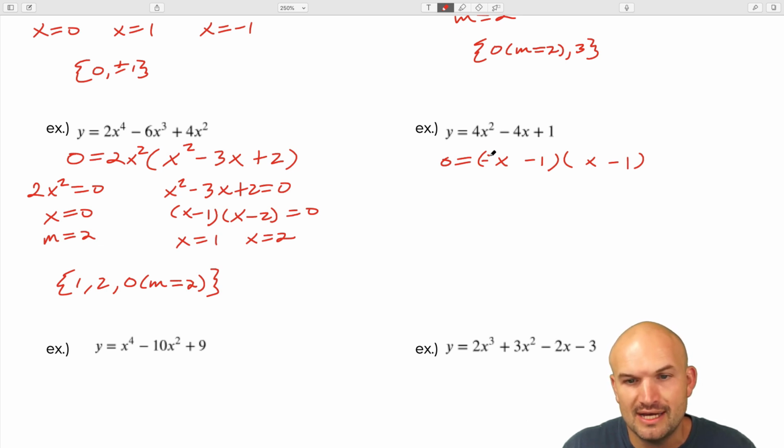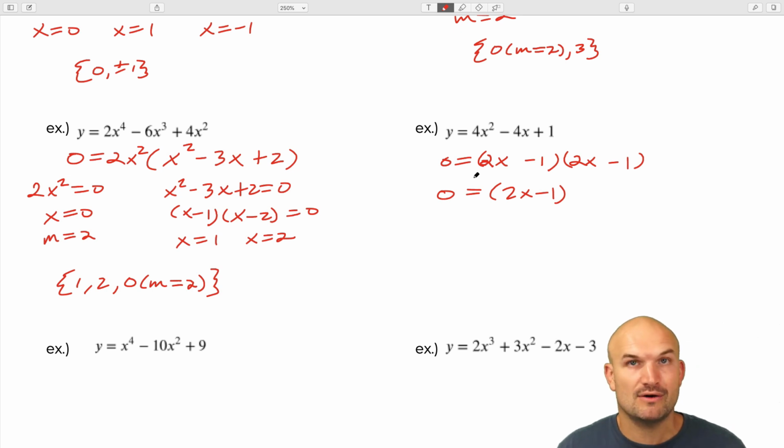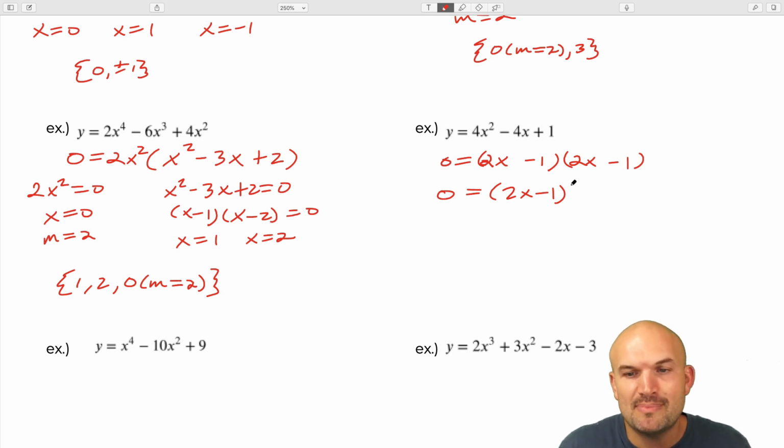Well, if I do a positive 2x and a positive 2x, let's check our work. 2x times 2x is 4x squared. -1 times -1 is +1. And then 2x times -1 is -2x. -1 times 2x is -2x. -2x plus -2x gives you a -4x. However, what's important about this is this can now be written as a binomial squared, right? We can condense this down to a binomial squared. That's important because whatever the 0 is, which is now linear, has a multiplicity of 2.